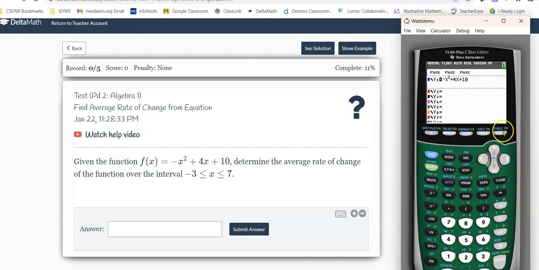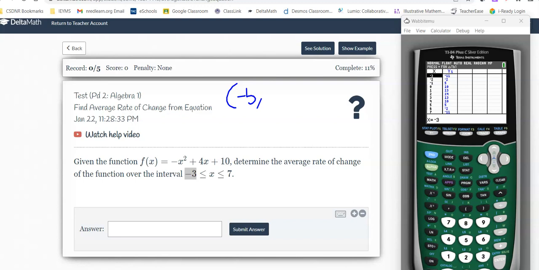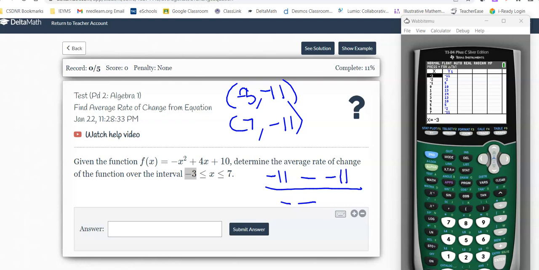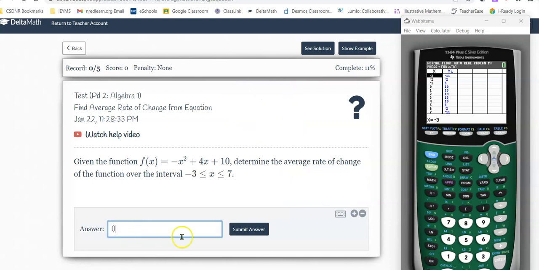Instead of evaluating each value myself, I'm going to look at the table. So when x is negative 3, what's the output? The output is negative 11. And when x is 7, the output is also negative 11. So it looks like I have the points negative 3, negative 11, and the point positive 7, negative 11. And when I type in my fraction here, I get 0 over 10, which is a slope of 0, which can happen.